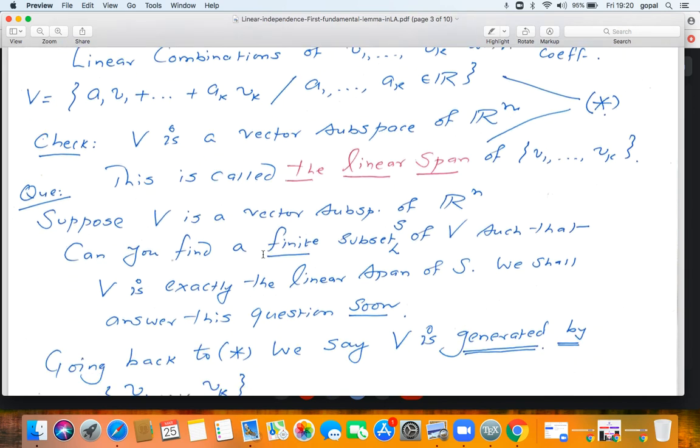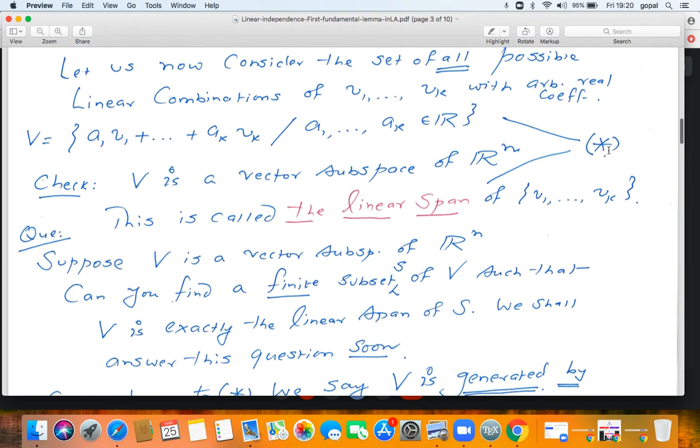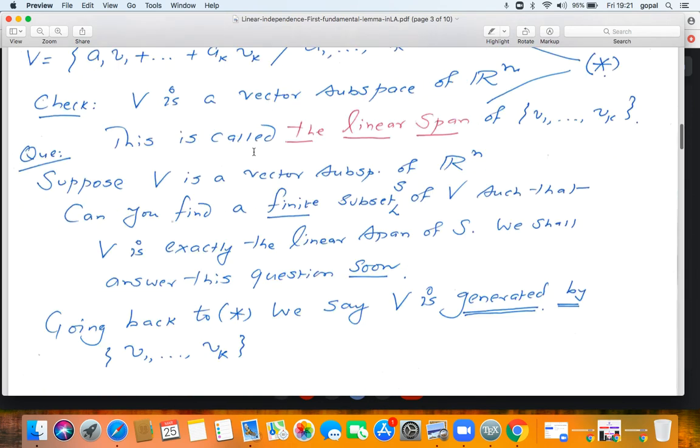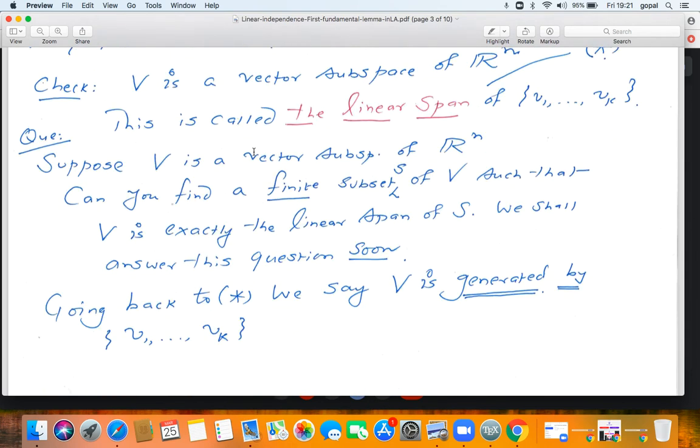Now let us go back to star. We say that V is generated. We also say that V is a linear span of V1, V2, ..., Vk. Another way to say this, which is common in mathematics, is V is generated by V1, V2, ..., Vk. Both these terminologies are being used. V is the linear span of V1, V2, ..., Vk is exactly the same as saying V is generated by V1, V2, ..., Vk. If you read different books, they will use these phrases interchangeably. They mean the same thing.